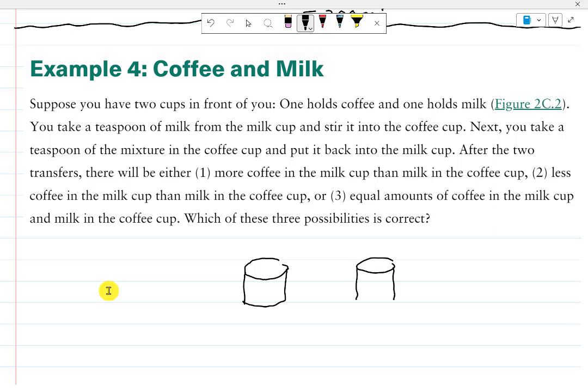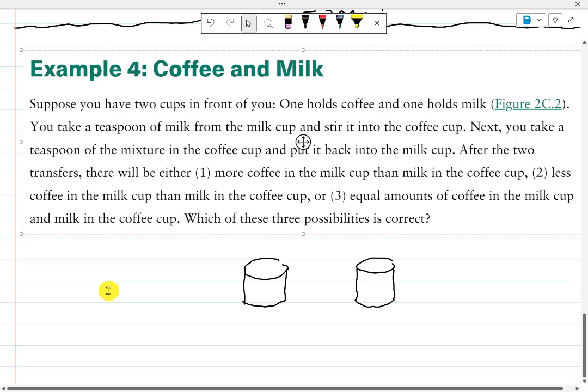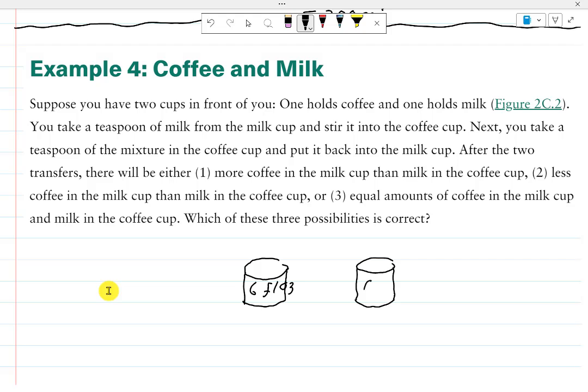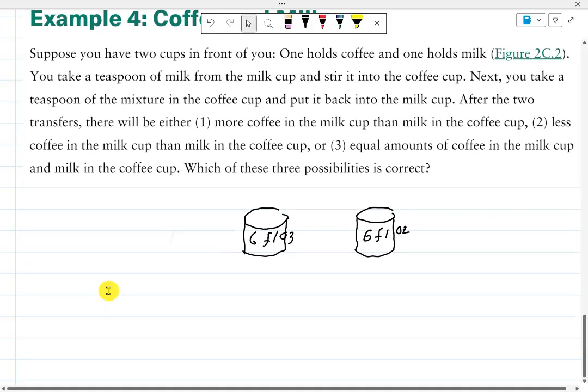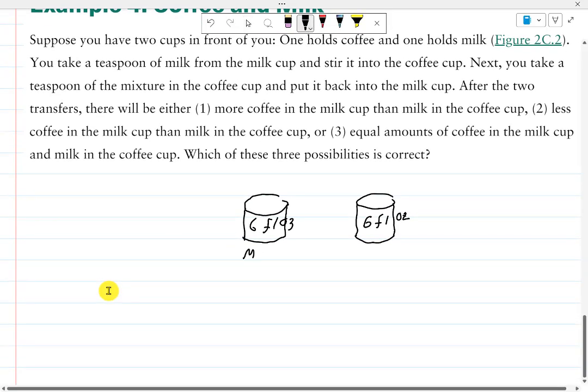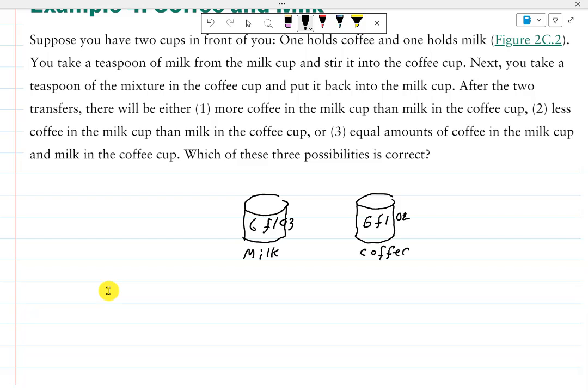One of the measurements for coffee cups that I happen to be aware of is 6 ounces. And 6 ounces is a misnomer in this class. It's 6 fluid ounces. That's a difference. Ounces is weight, fluid ounces is volume. So this is also 6 fluid ounces. I'm going to let this be the milk, and then this one over here will be the coffee. Okay, now each time they're transporting a teaspoon from one to the other.